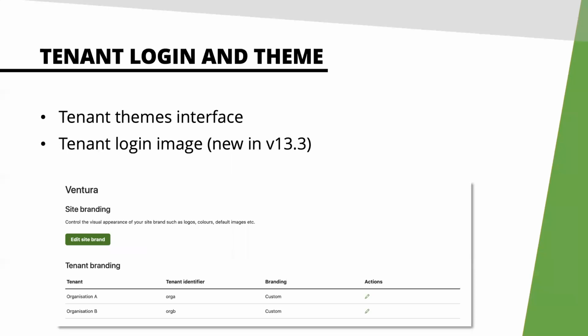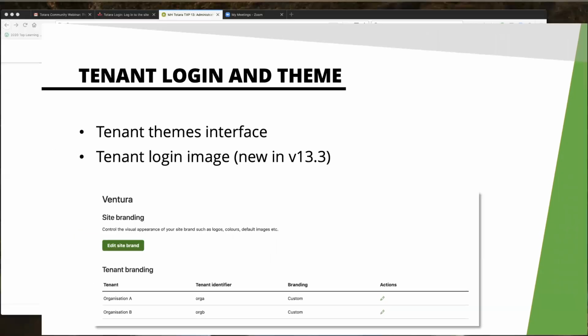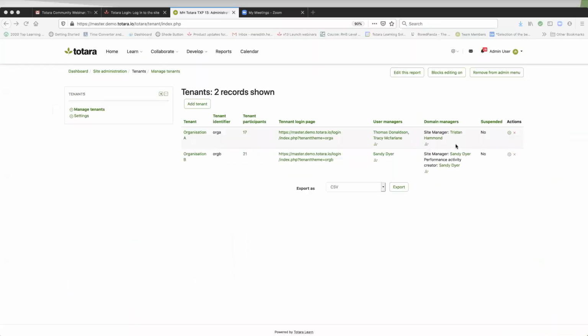So there are two ways that we can change the look and feel of the site, other than the dashboard that we've assigned to them. There is a tenant themes interface. So you can tweak the theme by going straight into the UI, and I'll show you in a minute. And brand new in 13.3, there is now the ability to have a login image and a specific login page for tenants. So let's take a look at what that looks like.